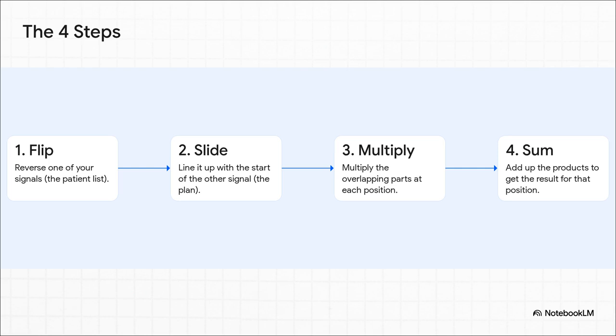So, let's just lay it out cleanly. You can convolve any 2 signals in these 4 simple steps. 1, you flip one of them. 2, you slide it along the other one step by step. 3, at each step, you multiply the parts that are overlapping.